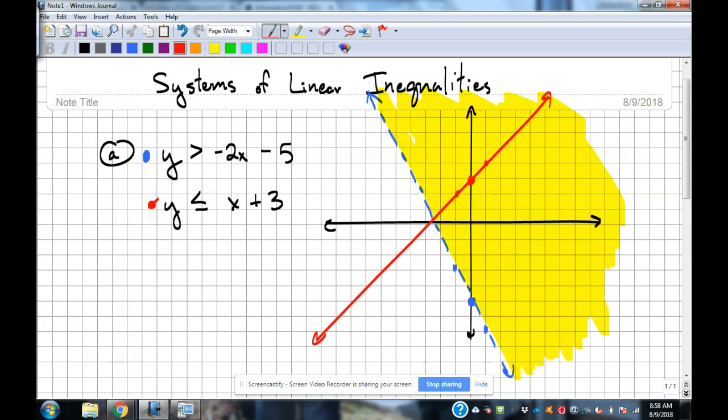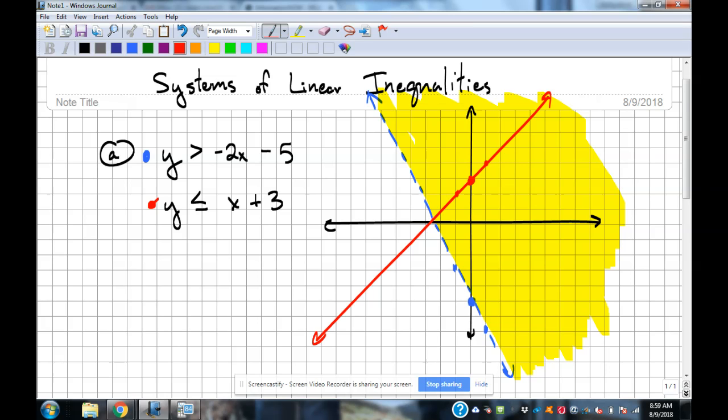Now, shading is the last thing that has to happen. Well, before we do that, what does the solid line mean in comparison to the dotted line for the other one? Yeah, the points on that solid line can be part of the solution. So it's okay if it's on there and it's in the shaded area. Okay? So shading for that one, less than.